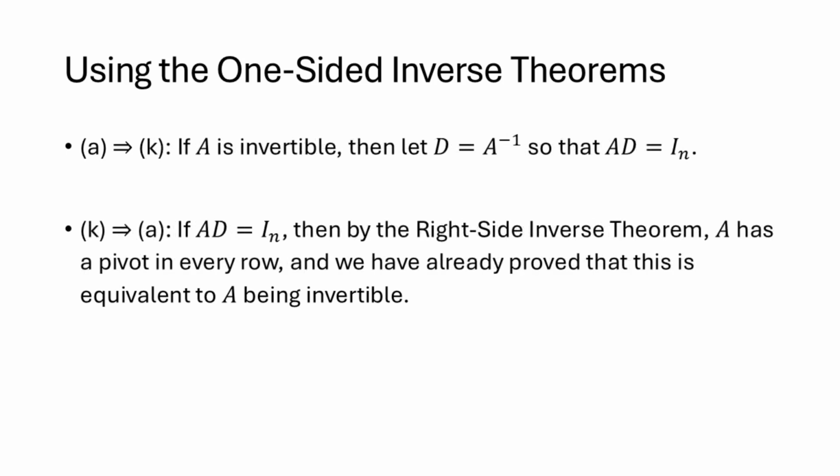Similarly, for A and K being equivalent, we use the right side inverse theorem. First, if A is invertible, then we let D be A inverse, and then AD is In. And for K implies A, if D exists for which AD is In, then the right side inverse theorem tells us that A has to have a pivot in every row, and that means that A has to be invertible as before.